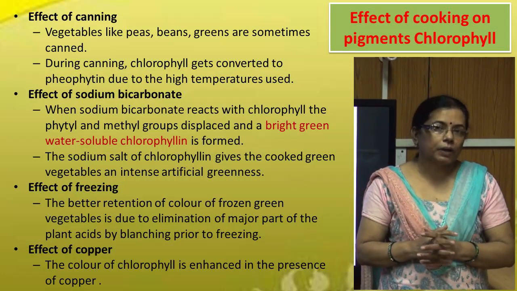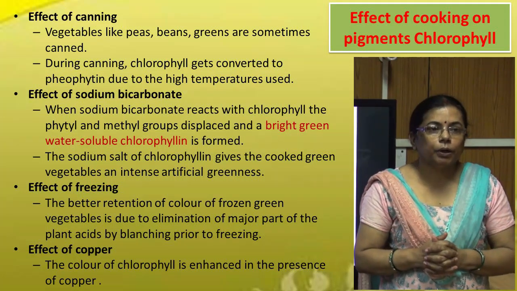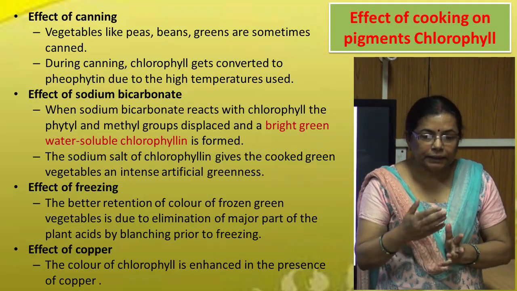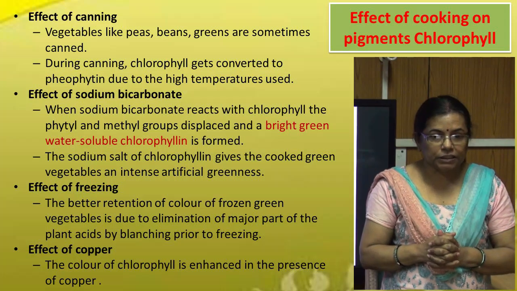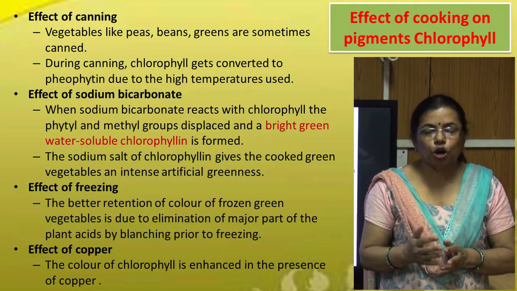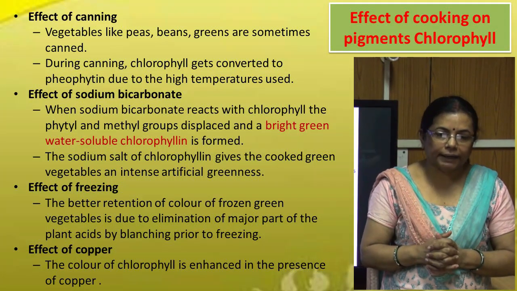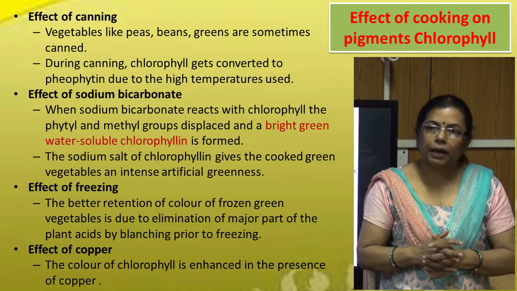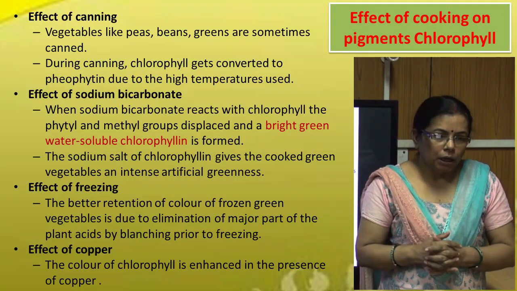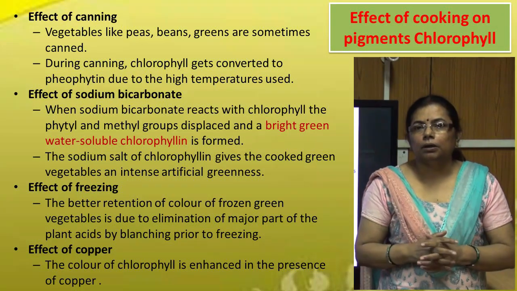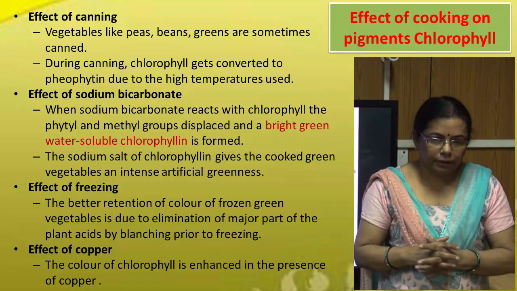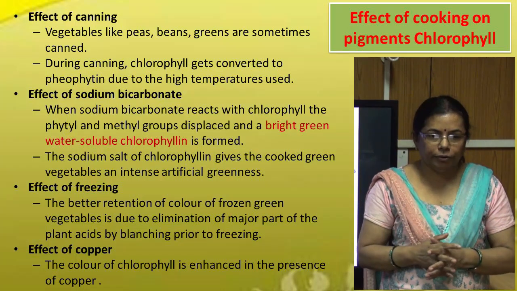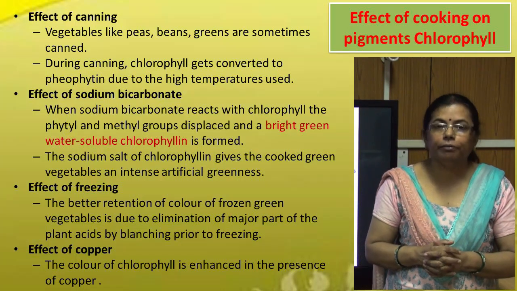Frozen greens have better color. The better retention of color of frozen green vegetables is due to elimination of the major part of the plant acid by blanching prior to freezing. If the greens are cooked in copper vessel, the color of chlorophyll is enhanced in the presence of copper.